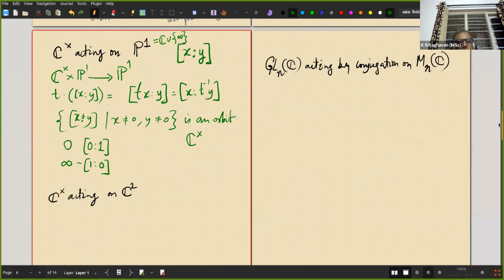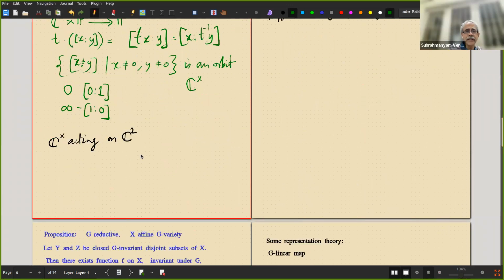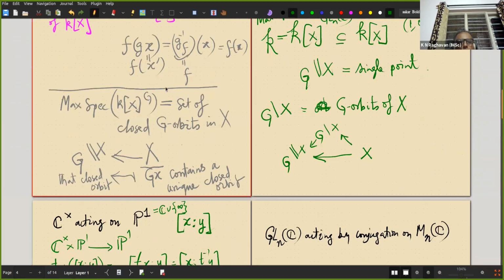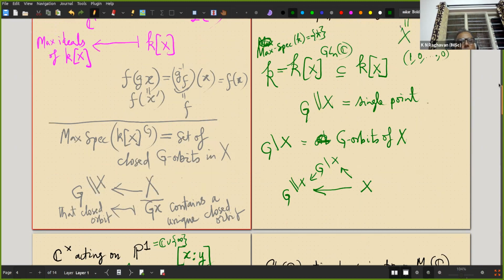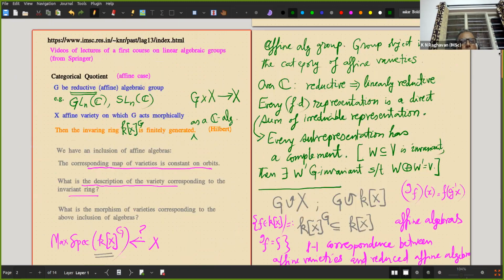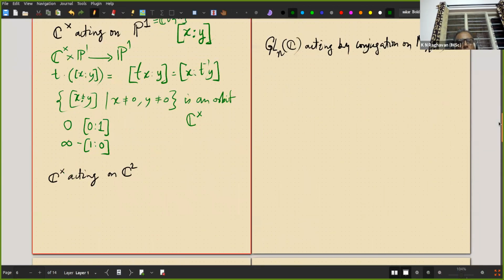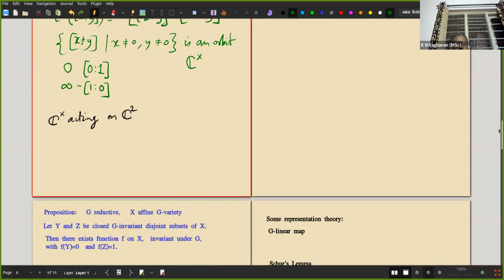Okay, here is another example. This hypothesis of affineness is important. Yes, thanks, Kelly. Yes, this is important that this is an affine variety. We have assumed X is an affine variety. So that hypothesis fails, and the conclusion also fails.